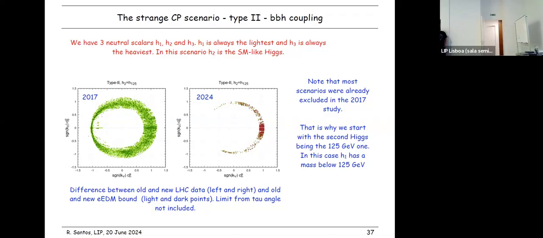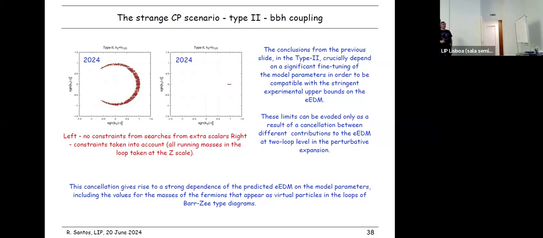The differences between the old and new data and the new EDM bound: light and dark. So light is the old, dark is the new, and the color code will be the same for some of the other plots. Okay, so there's nothing that dramatic here, but there is here.